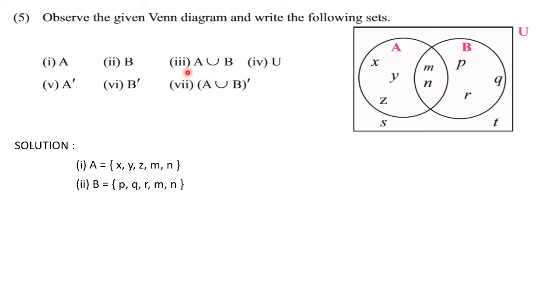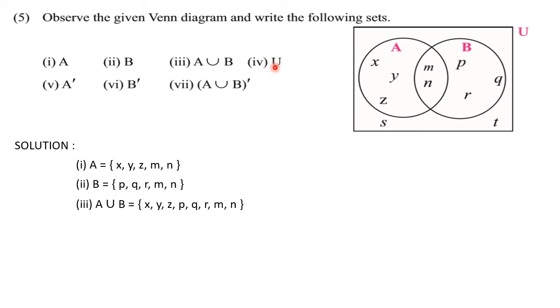Then you have to write down A union B. Union of these two sets. Either you can write from here or you can write from here. All the elements here give us A union B. So you can write it like this: X, Y, Z, P, Q, R and MN. Because MN is common, X, Y, Z are written first, then P, Q, R are written, and then MN is written only once. We are not allowed to repeat the elements. So this is our A union B.